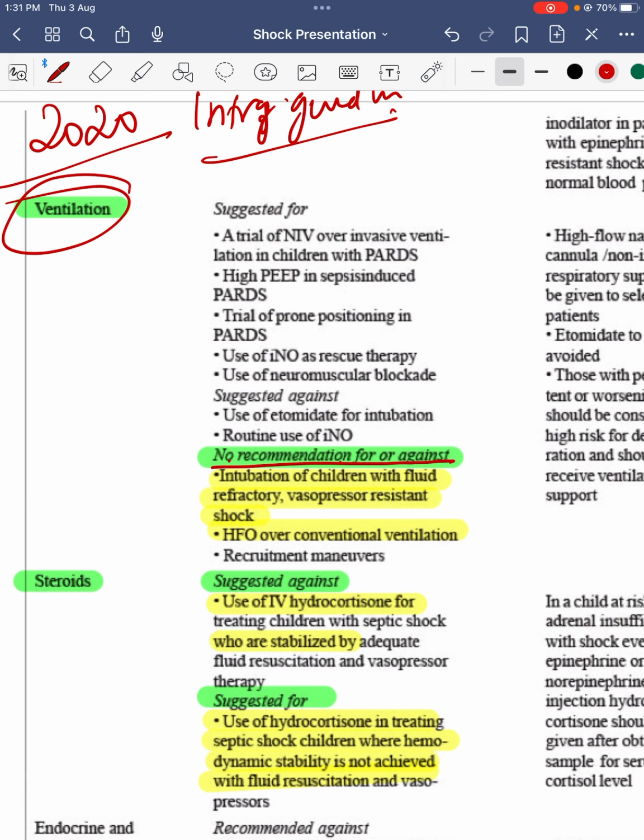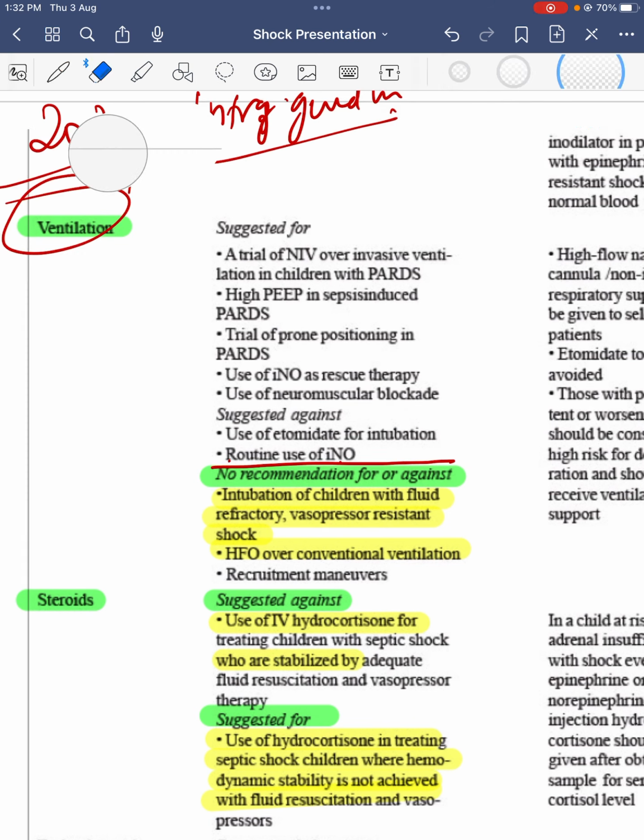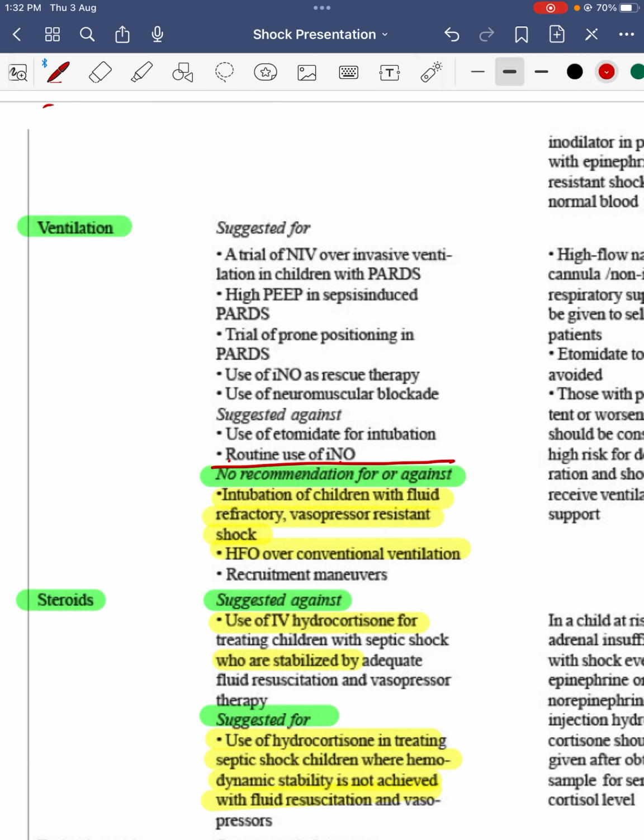Because in olden days there was a thought, how is the management of shock? Management of shock is like fluid, then inotrope. In the initial period, there was a thought that when the child reaches the fluid refractory stage, at this point you have to intubate the child, or some teaching was there, when you reach the inotrope resistance stage, at that time you intubate the child.